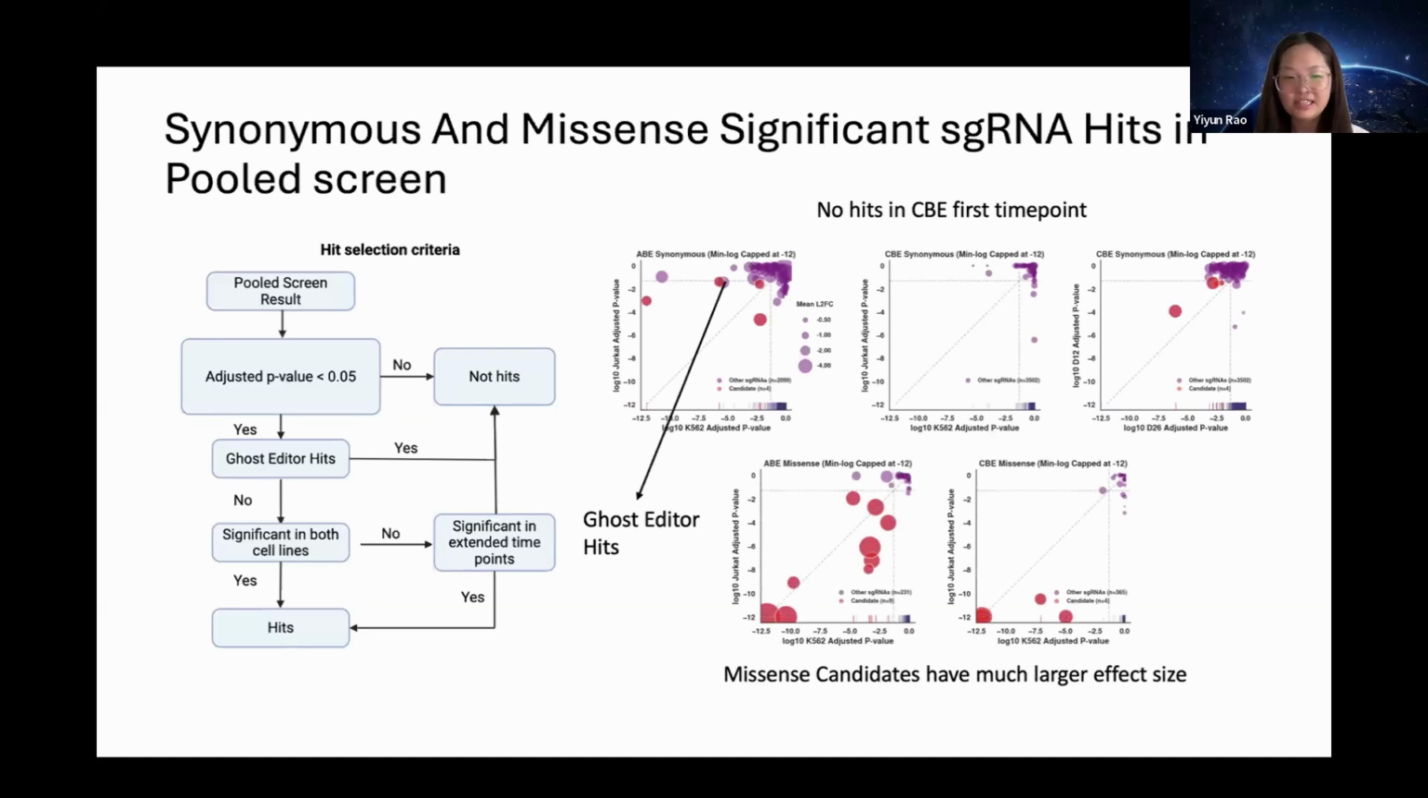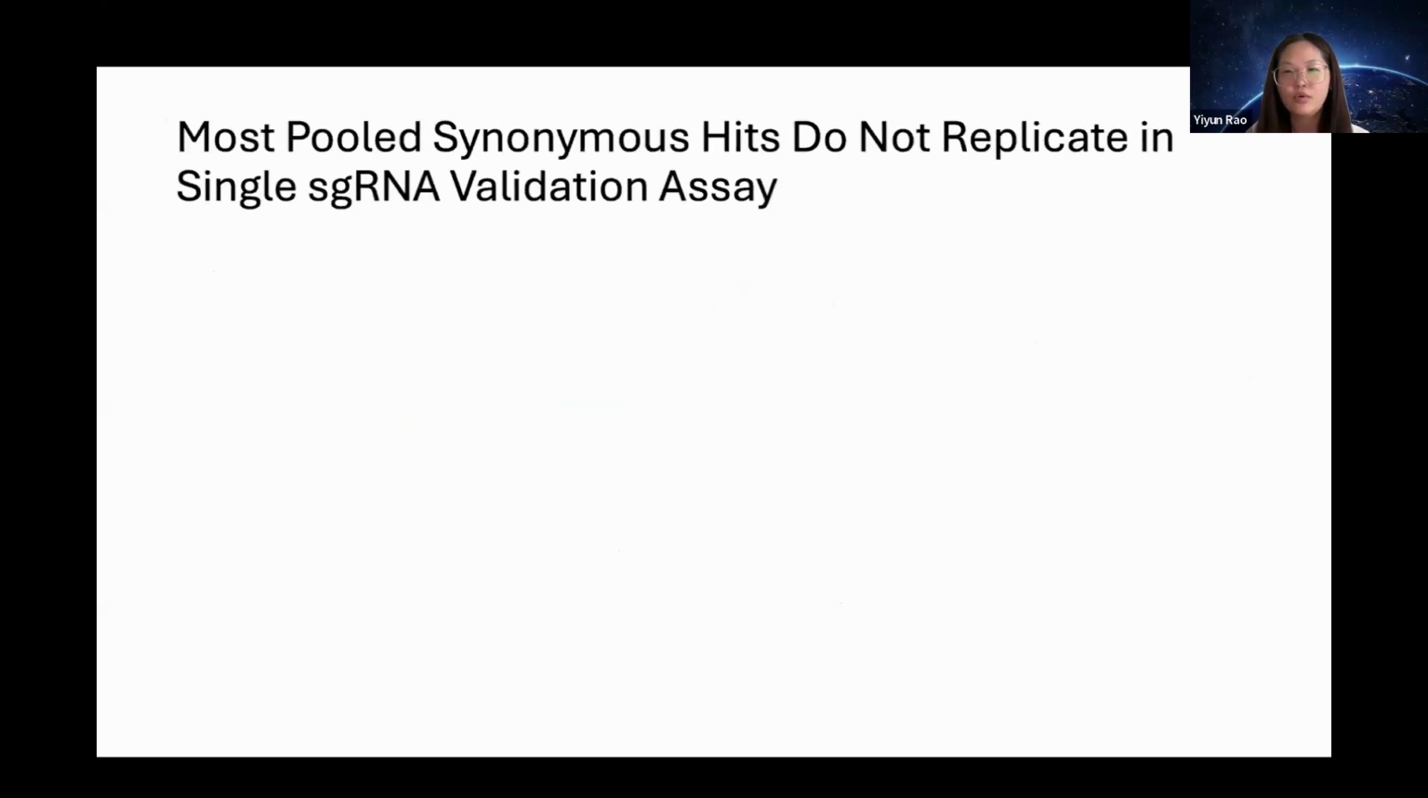And the next question is, are those hits actually real? Could they be random? Because as I mentioned before, there could be random editing. So we follow up with a single sgRNA validation assay. In this setup, we first make the cell population that expresses the base editor, or the ghost editor as a control. We then introduce specific sgRNAs into the cell, and those sgRNAs are tagged with GFP. Tracking the percentage of GFP positive cells over time gives us information about whether that sgRNA is deleterious or not.